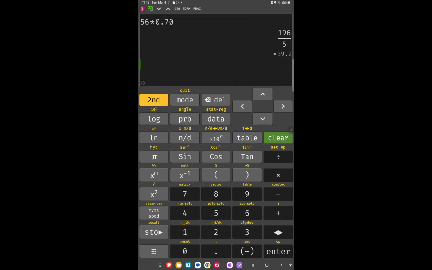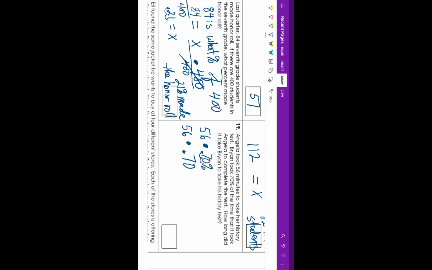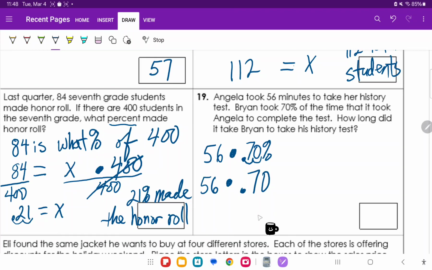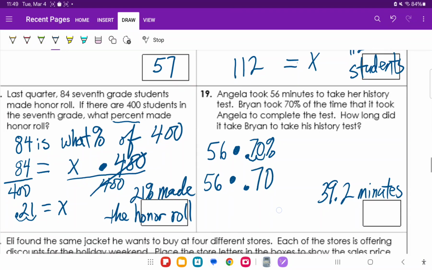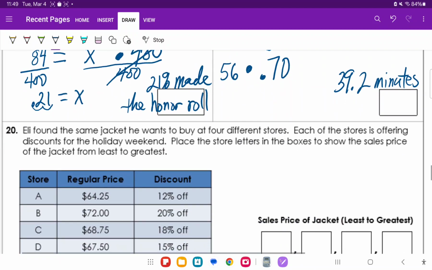All right, so that's going to be 39.2. So we'll jump back over here. So that is 39.2 minutes. So that's how long it took him to do that test. Okay.